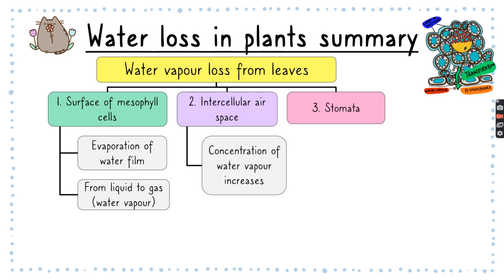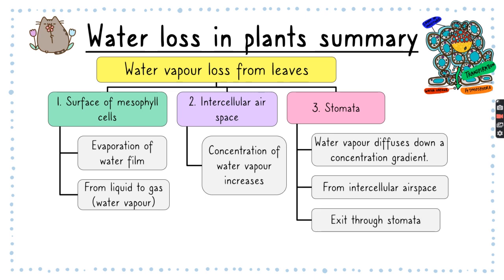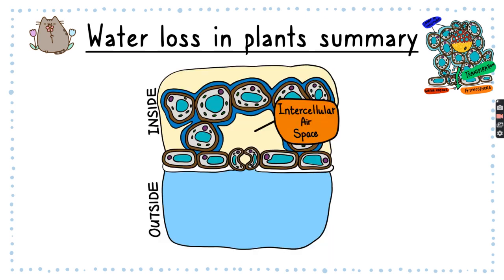And as the concentration of water vapor increases in the intercellular airspace, water vapor will then be able to diffuse down a concentration gradient from the intercellular airspace, and they would then exit through the stomata. And this is how water vapor is lost from the leaves to the atmosphere.